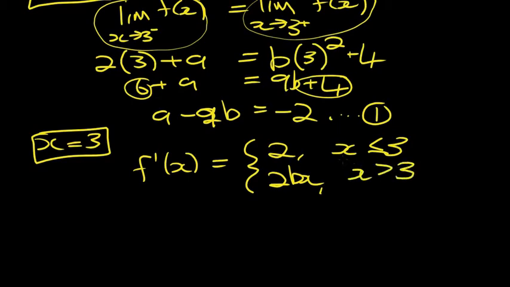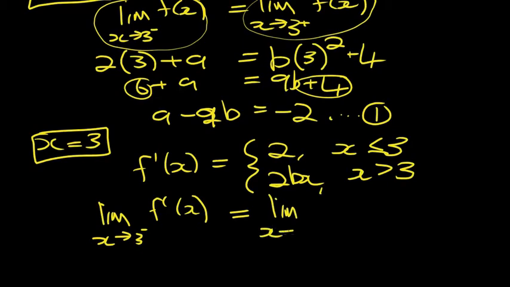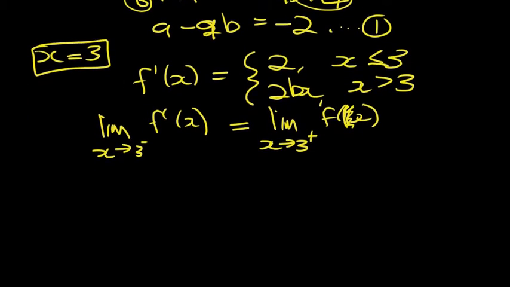Now, because it's differentiable at all points, we know that the limit as x approaches 3 from the negative side of the differentiated piecewise function is equal to the limit as x approaches 3 from the positive side of the differentiated function. Okay, this is a bit confusing. So what do we do next? Well, we do this.